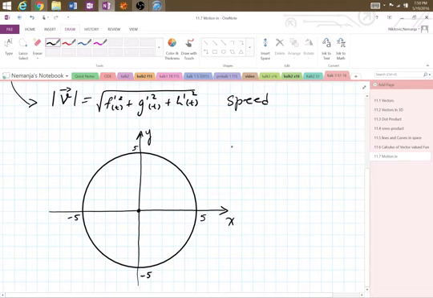Can anyone tell me what is the parametrization for this circle? What is r? 5 cosine t, 5 sine t. Very good. 5 cosine t, 5 sine t. Could it be 5 sine t, 5 cosine t? If yes, why? If no, why?